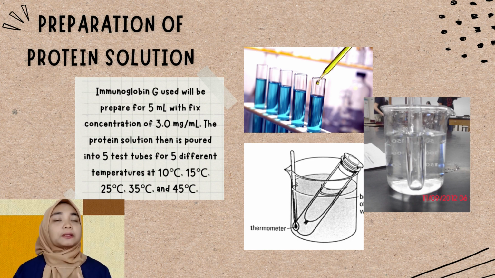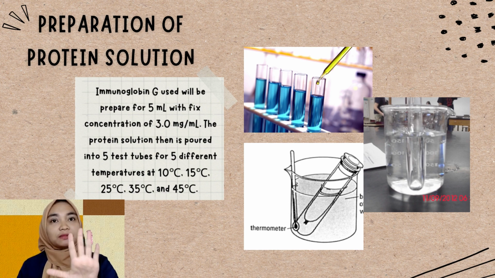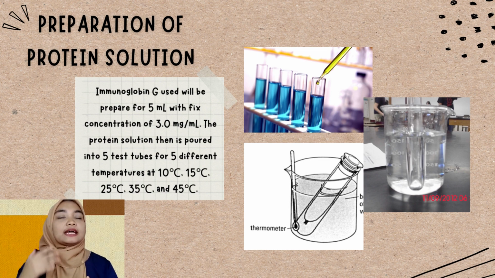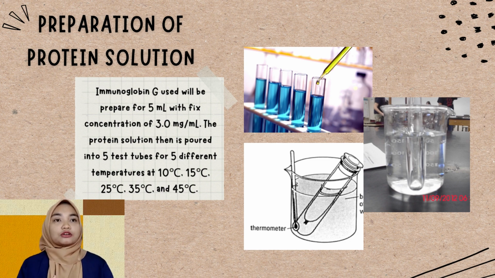destruction of specific pathogens. As my manipulated variable is temperature, there are 5 temperatures that will be manipulated, which are 10 degrees Celsius, 15 degrees Celsius, 25 degrees Celsius, 35 degrees Celsius, and lastly 45 degrees Celsius. So firstly, the protein solution will be prepared for 5 ml with a fixed concentration of 3.0 mg per ml.